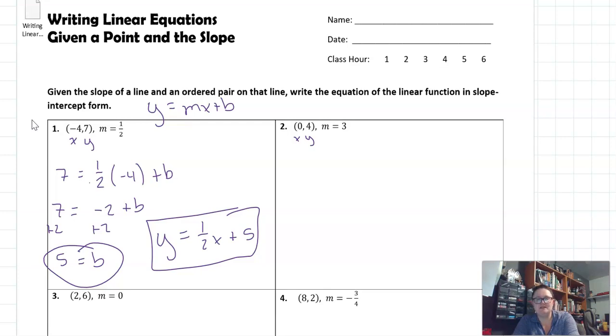So I'm going to plug it in. I have 4 equals 3 times 0 plus b. Well, 3 times 0 is 0, so 4 equals 0 plus b, which means b is just 4. So they gave me the y-intercept here. So now I just need to go back and write it in. Y equals 3x plus 4.